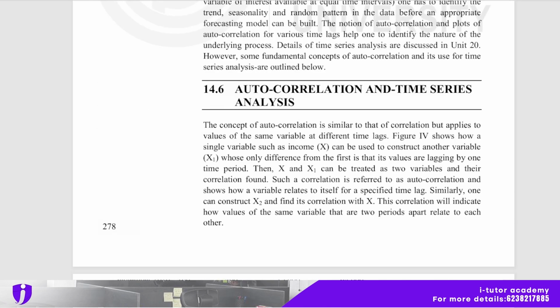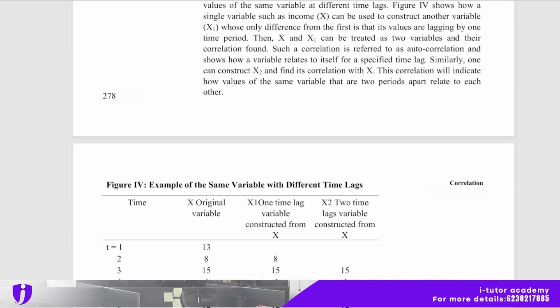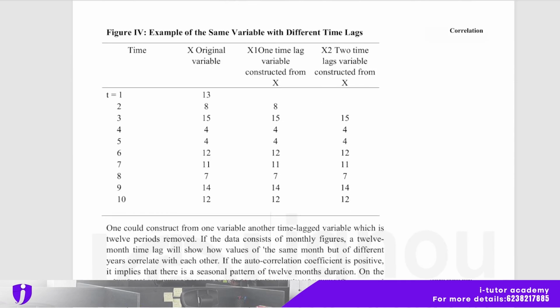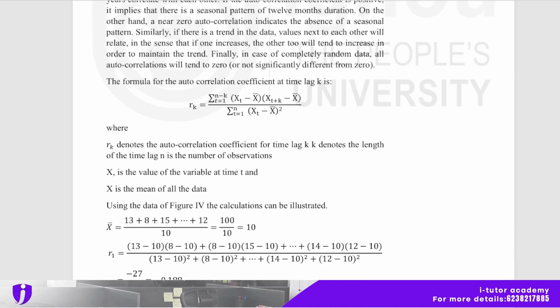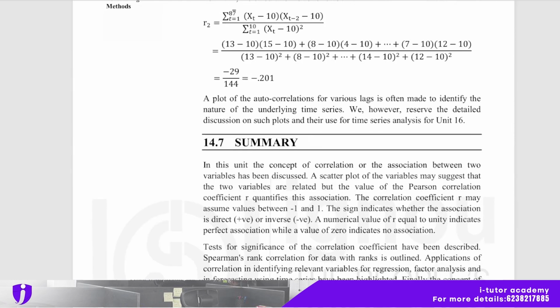And autocorrelation and time series analysis. The concept of autocorrelation is similar to that of correlation but applies to values of the same variable at different time lags. Here is one figure, an example of the same variable with different time lags. Okay, and it can be used to construct another variable x1 whose only difference from the first is that its values are lagging by one time period. And then x and x1 can be treated as two variables and their correlation found. And so here is the table, so you just go through it, and the equation and explanation are also here. Okay, so you just go through it. In case of any doubt, you can contact us.